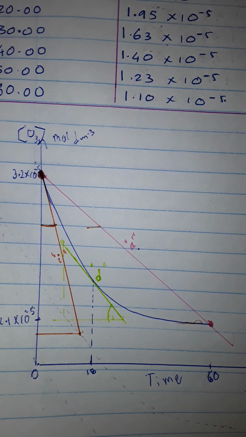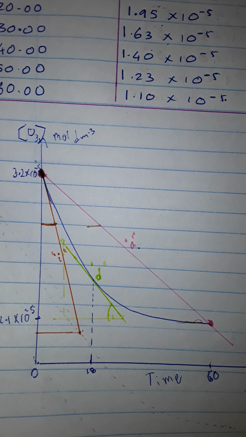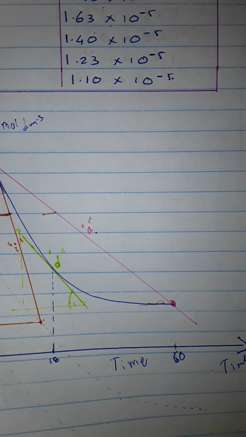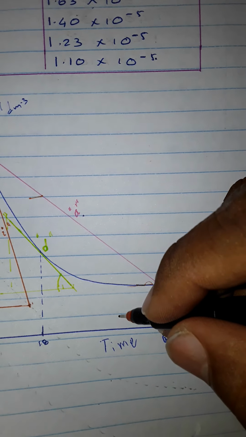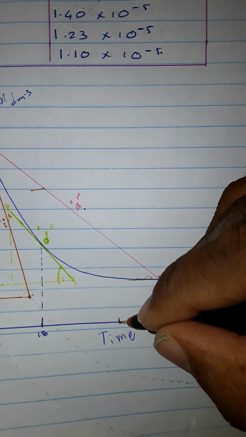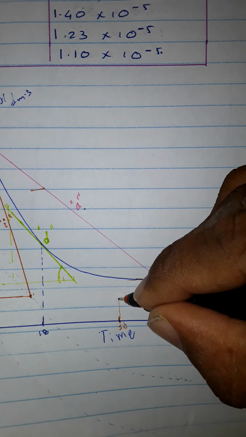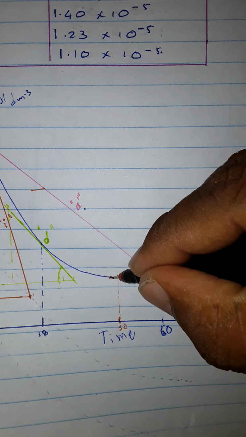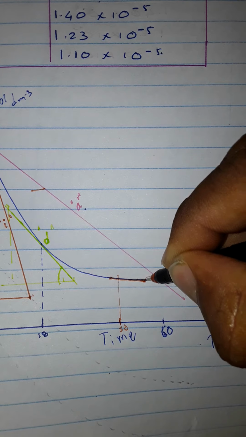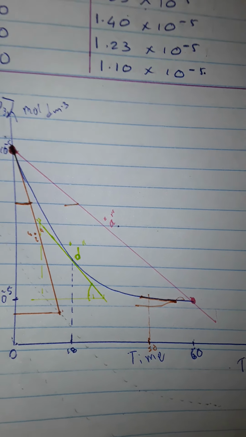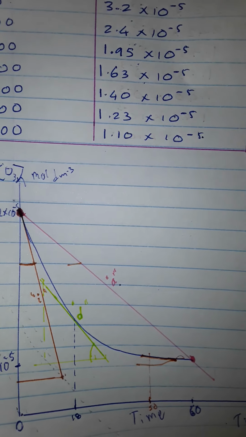And the next one, if they ask us to find the instantaneous reaction rate. For example, if they ask what is the rate at the 50th second, if this is the 50th second, we draw a line like this and then draw a tangent in this way, and we find the gradient of this tangent, right? So that is how we find the rate of reaction.